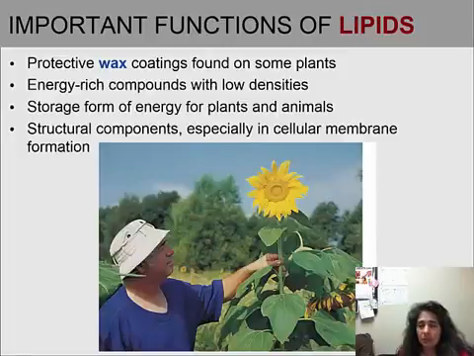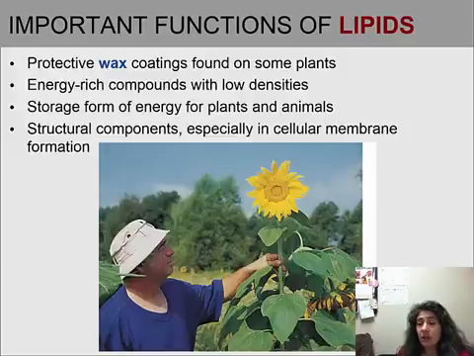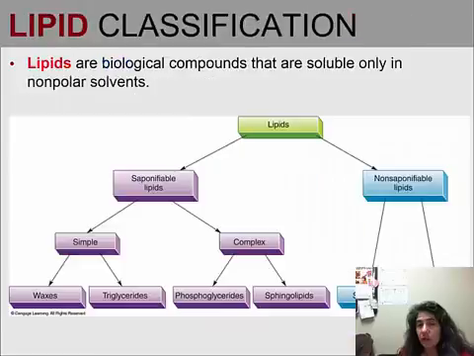So if we're looking at lipids, and we had listed some functions the other day of our lipids, again, we're looking here at a plant and the wax coating on the outside of the plant. Also important is giving us energy, so energy-rich compounds that have very low density. So that means a lot less mass, right? Mass per unit volume. And we need to store energy. And then we already know cellular membrane components.